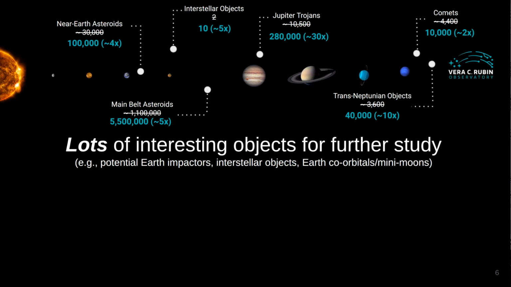Even with LSST, this can be especially important for things like interstellar objects, where they're really only visible to us for a short amount of time while they're visiting our solar system and close enough to the Earth that we can see them.